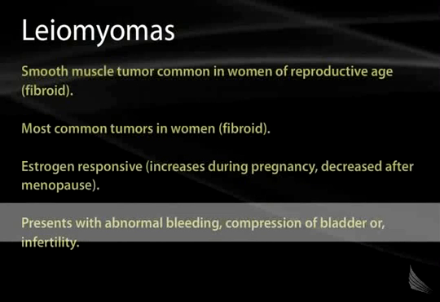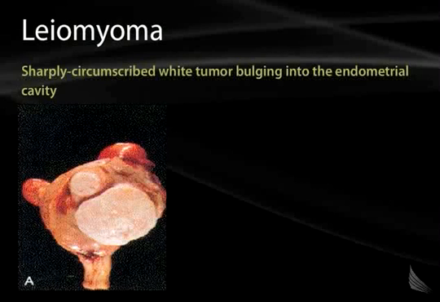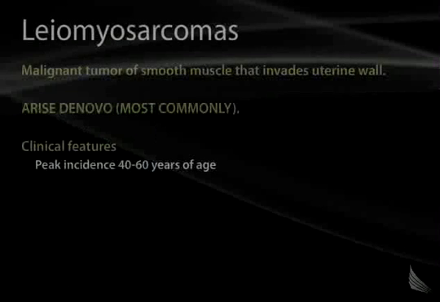Patients present with structural changes to the uterus which results in abnormal bleeding, compression of the bladder, or infertility. This is an example of a uterus expanded by leiomyomas. Note they are the sharply circumscribed white tumors, which gives you hints to their benign nature. Then they bulge in and compress the endometrial cavity.